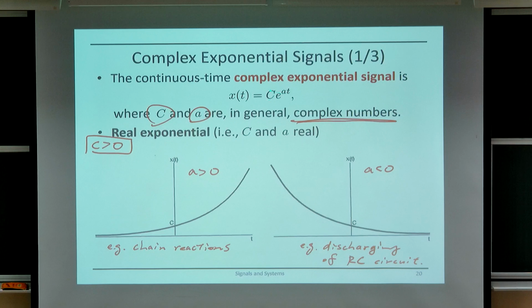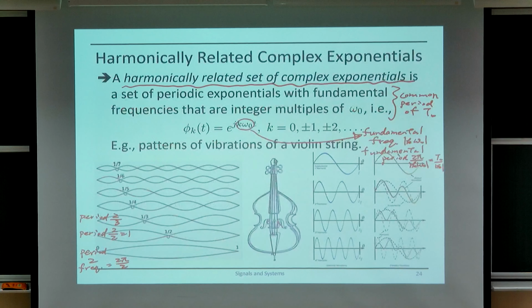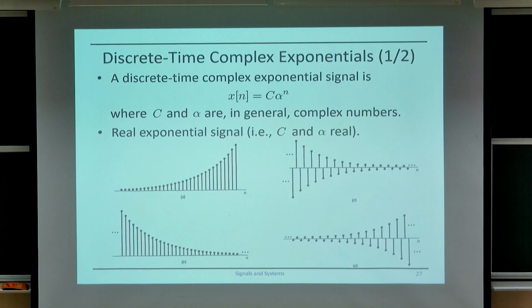For continuous time, we have c times e to the power at. Now in discrete time, we can define something similarly, where we have the signal x[n] equal to c times alpha to the power n. This is not exactly in the same form as before, but you can turn it into the same form by letting alpha be equal to e to the j beta.